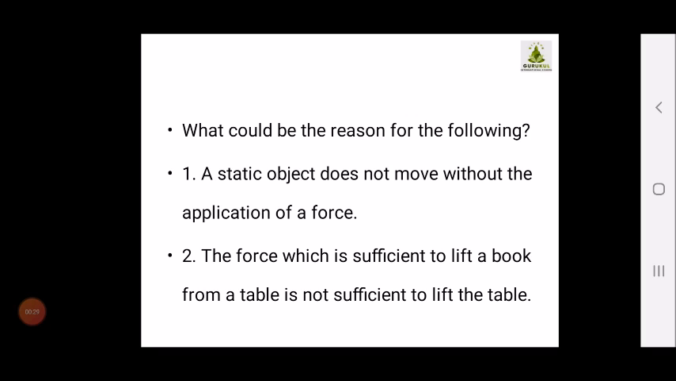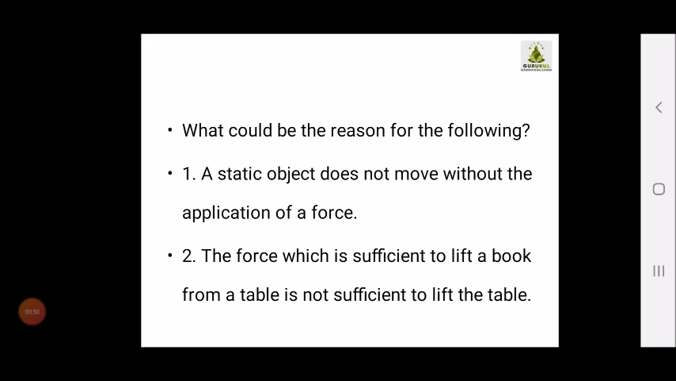Okay, now a static object does not move without the application of a force. See, just imagine the chair on which you sit, any cupboard in your home, or any heavy object. Does it move on its own? Have you ever noticed such? Okay, so whatever answer is there, just let it be in your mind. We will be coming to that answer afterwards.